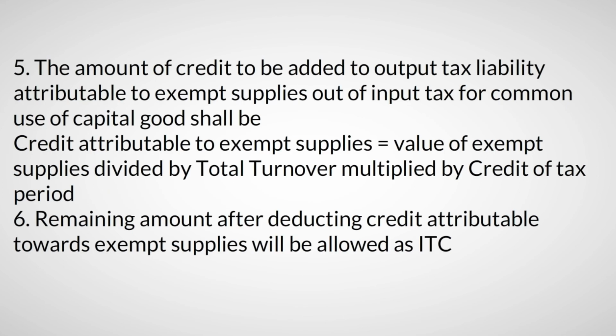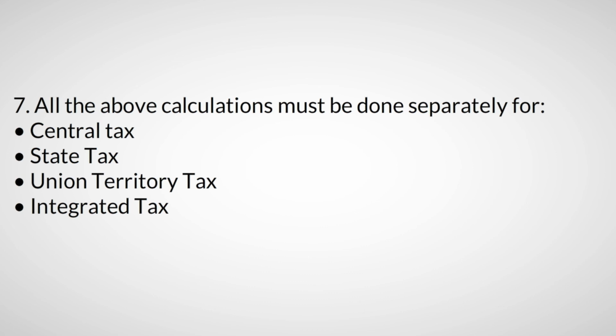5. The amount of credit to be added to output tax liability attributable to exempt supplies out of input tax for common use of capital goods: credit attributable to exempt supplies equals value of exempt supplies divided by total turnover, multiplied by credit of the tax period. 6. The remaining amount after deducting credit attributable towards exempt supplies will be allowed as ITC. 7. All the above calculations must be done separately for central tax, state tax, union territory tax and integrated tax.